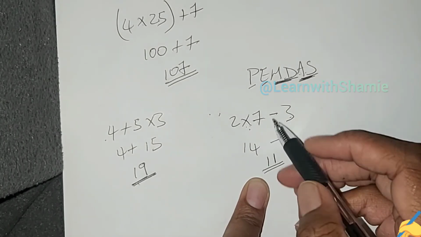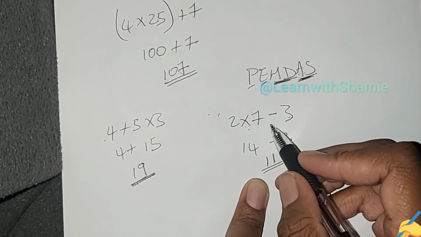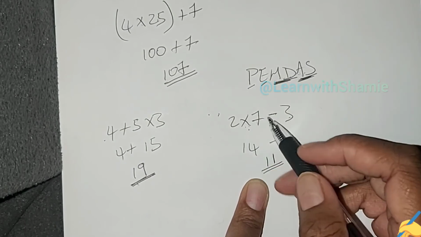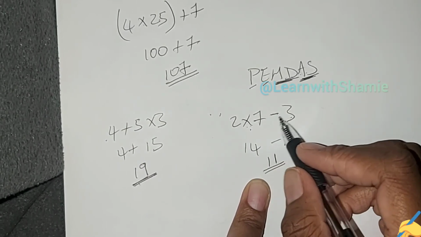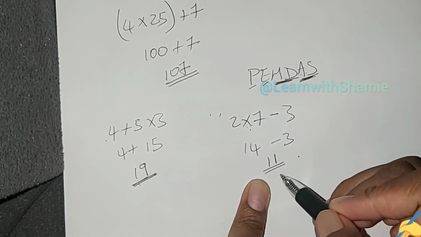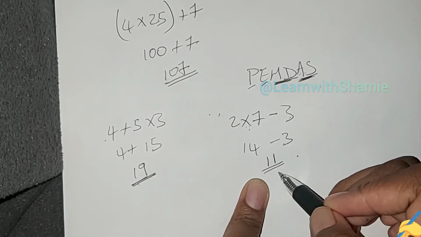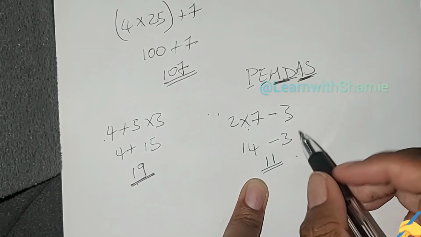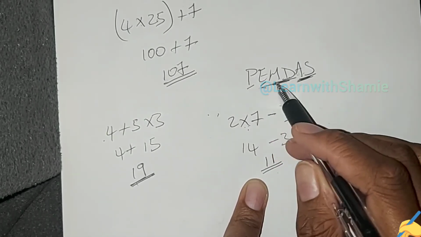And if we should do it the other way around, do the subtraction part first, we would get a different answer, because 3 from 7 is 4, and 4 times 2 would give you 8. So you see, you get a different answer. So this is the main reason why we need these rules.